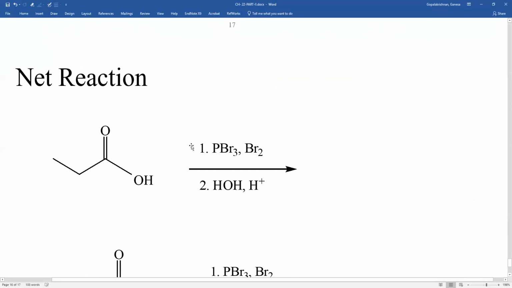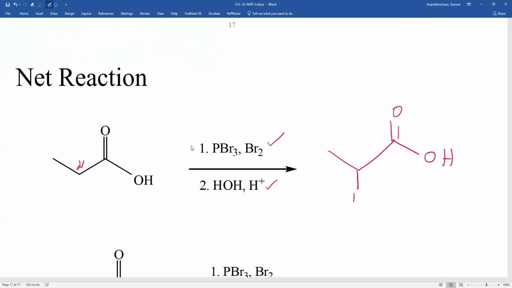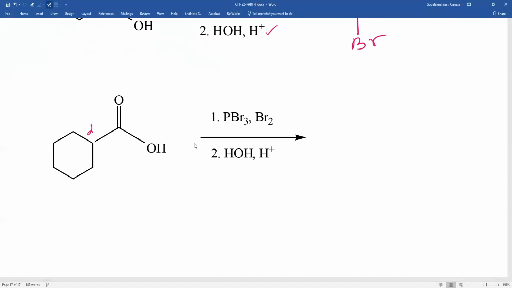So the net reaction: you take a carboxylic acid, treat it with phosphorus tribromide, PBr3, and then water. It goes to the alpha carbon and substitutes one of the alpha hydrogens with the bromine. Same thing here. This is an alpha carbon which has one hydrogen. It is going to substitute that hydrogen. It is a mono substitution.